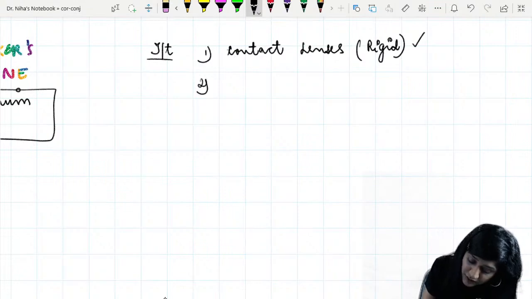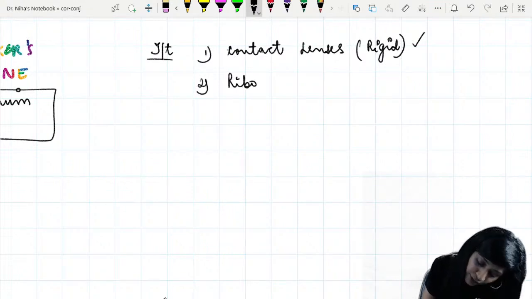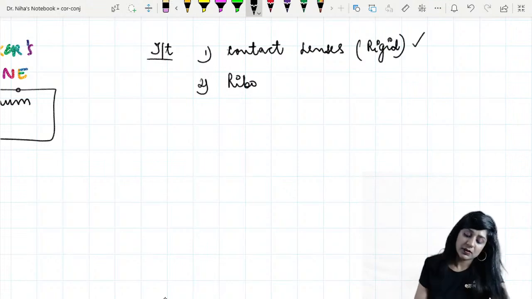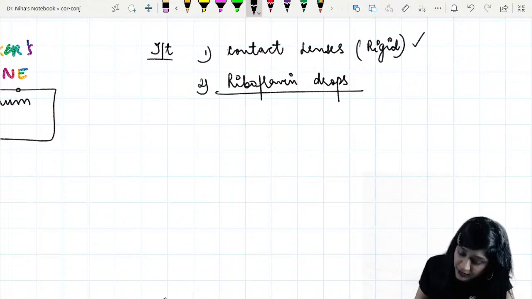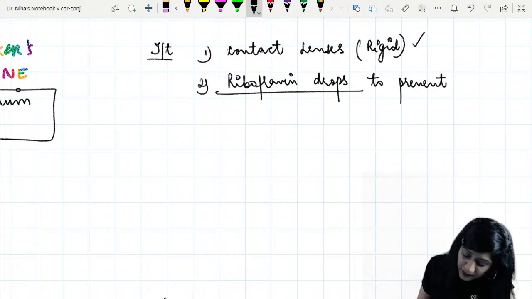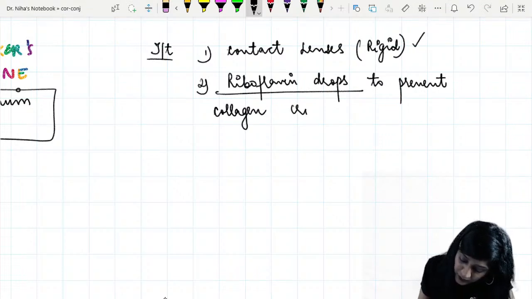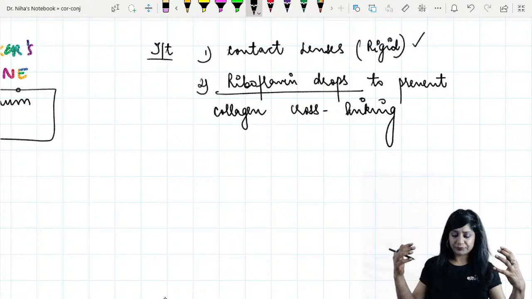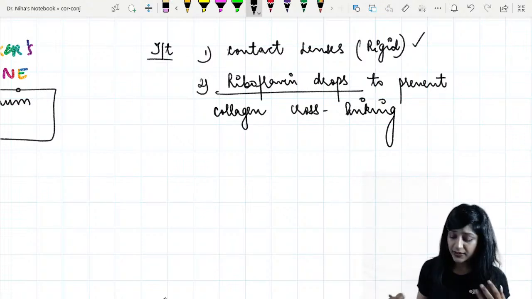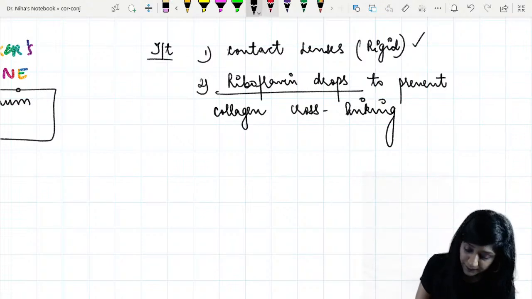Number 2, we can also give the riboflavin drops. Riboflavin drops we can give. These drops are actually for the collagen cross-linking, to prevent the progression.